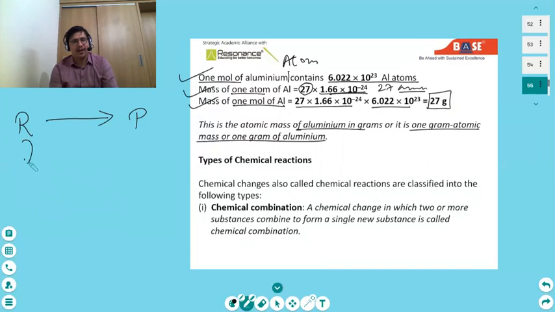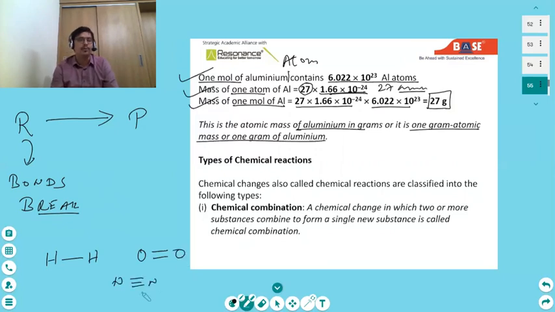So whenever a chemical reaction takes place, chemical, not physical, we see that in reactant, bonds break. Okay, what is a bond? We will discuss later. You just remember that between 2 hydrogen atoms, there is 1 bond. Between 2 oxygen atoms, there are 2 bonds. Between 2 nitrogen atoms, 3 bonds. A bond means a thing which can hold 2 atoms together at this point of time.